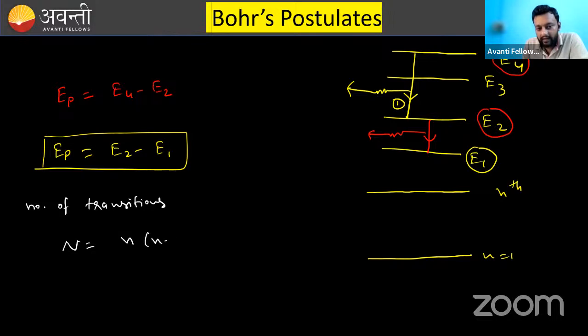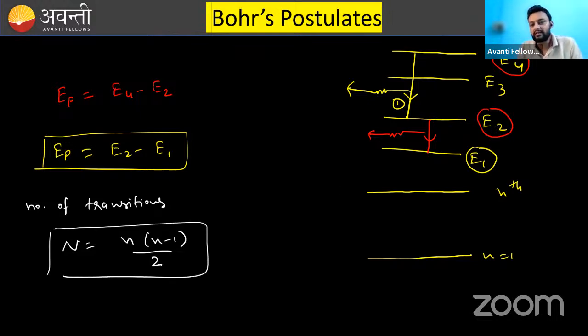The number of possible transitions is n(n minus 1) by 2. Remember, where n is the orbit in which the electron is currently present and nothing else. Every term is the same. For example, if the electron is in the fourth orbit, then how many possible transitions can it make? Answer quickly. How many possible transitions can it make from n equals 4 to the ground state?